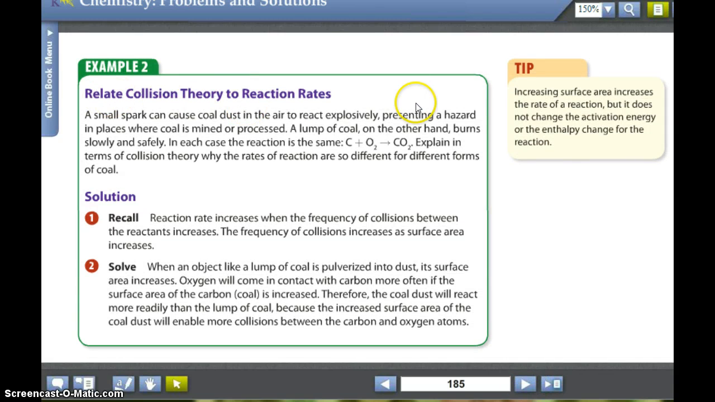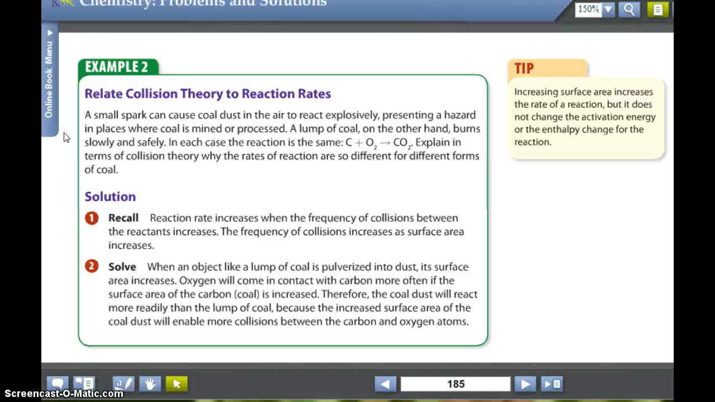Relate collision theory to reaction rates. Tip: increasing surface area increases the rate of reaction, but it does not change the activation energy or the enthalpy change, that delta H, for the reaction. A small spark can cause coal dust in the air to react explosively, presenting a hazard in places where coal is mined or processed. A lump of coal, on the other hand, burns slowly and safely.